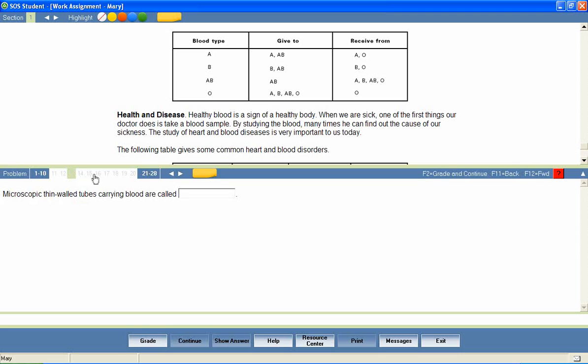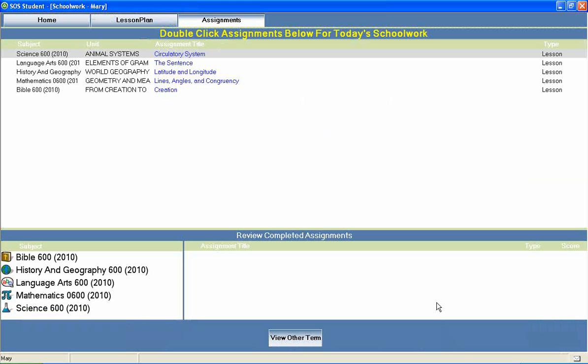students will be looped back through the lesson to answer questions that were marked wrong on the first attempt. The lesson is complete when all questions have been answered correctly or when the student has exhausted his allowed attempts on each question. The student can then return to the home page to continue through the rest of his daily assignments.